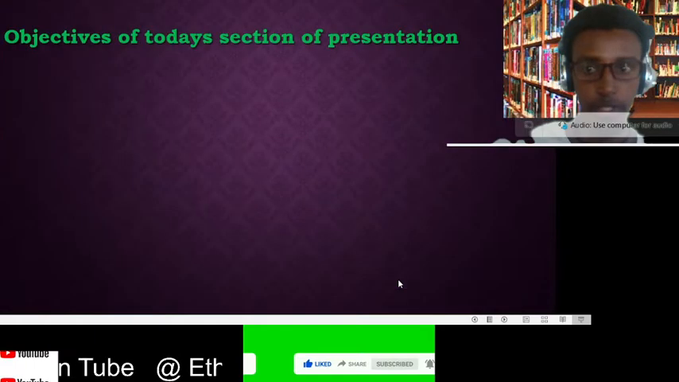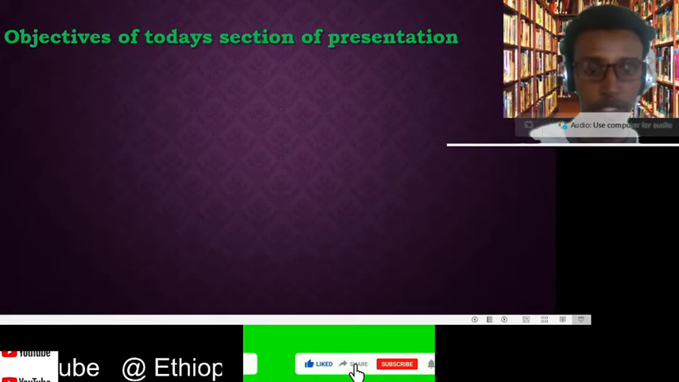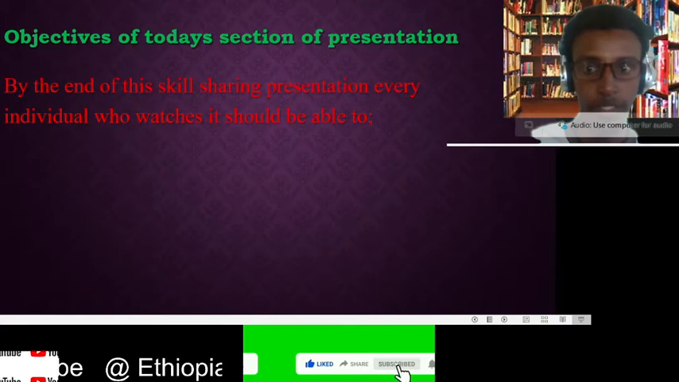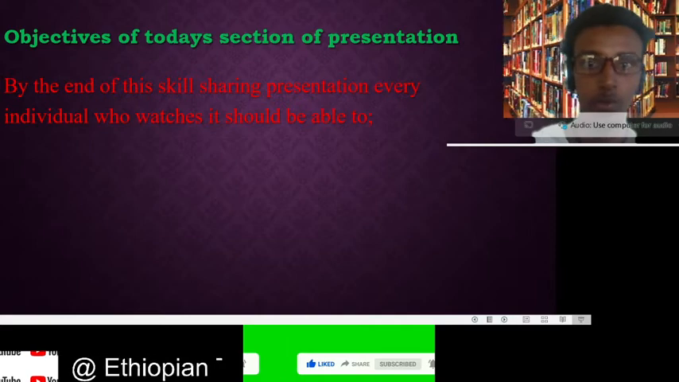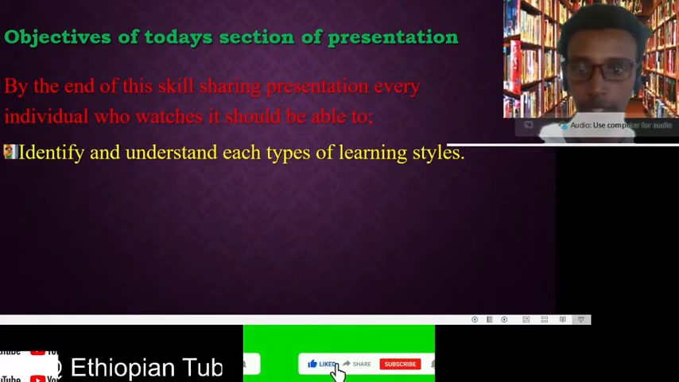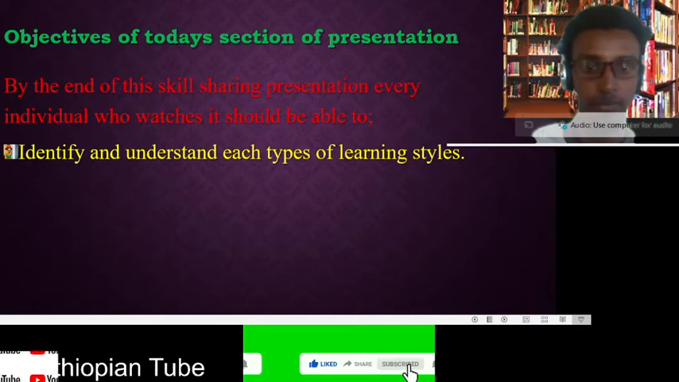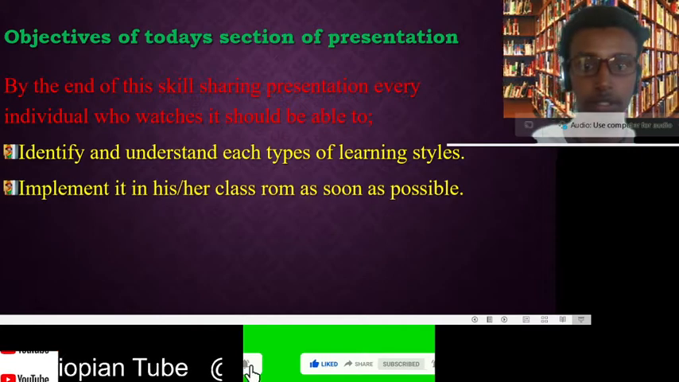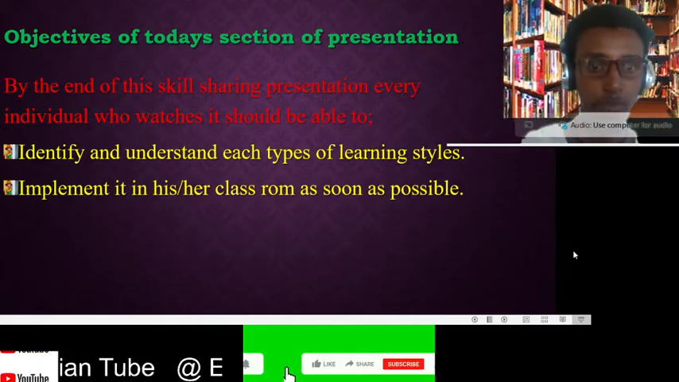The objective of this skill sharing presentation is that by the end of it, every individual who watches it should be able to, first, identify and understand each type of learning style, and second, implement it in his or her classroom as soon as possible.